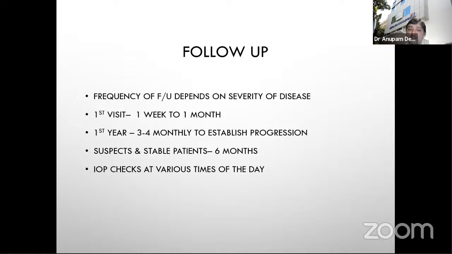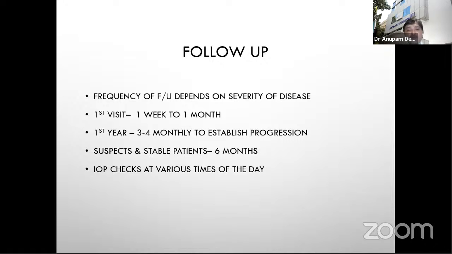Now, in the first year of the diagnosis, at least 3 perimetry reports have to be done to detect progression. So in the first year, it has to be 3 perimetries. In the second year, at least 2 perimetries. And in the third year, at least 1 or 2 perimetries. So over a period of 3 years, you need to do at least 5 to 6 perimetry reports, which will tell you about the progression.